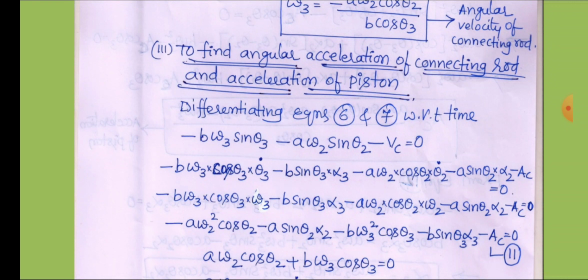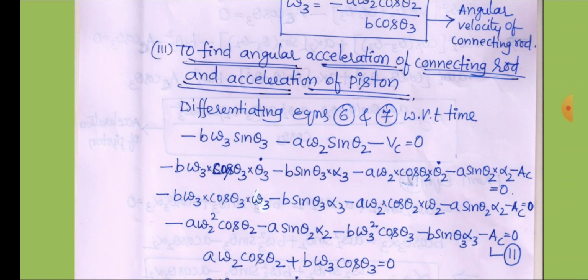Next, minus b as it is. Now v is constant, that is omega 3, minus b into sin theta 3 into d by dt of omega 3, that is d omega 3 by dt, which is nothing but alpha 3. Next, similarly, minus a into omega 2 sin theta 2. Once again it is in the form of uv. u is omega 2, v is sin theta 2. u into d by dt of v plus v into d by dt of u.